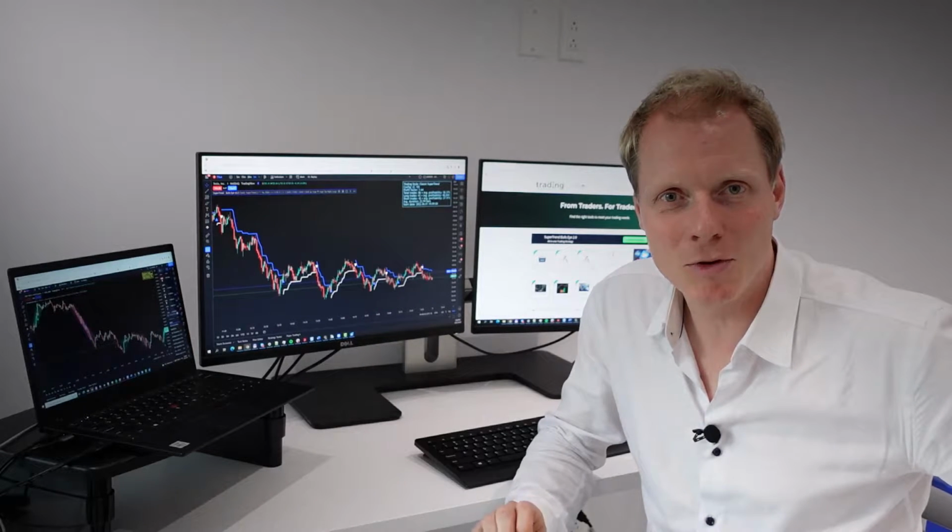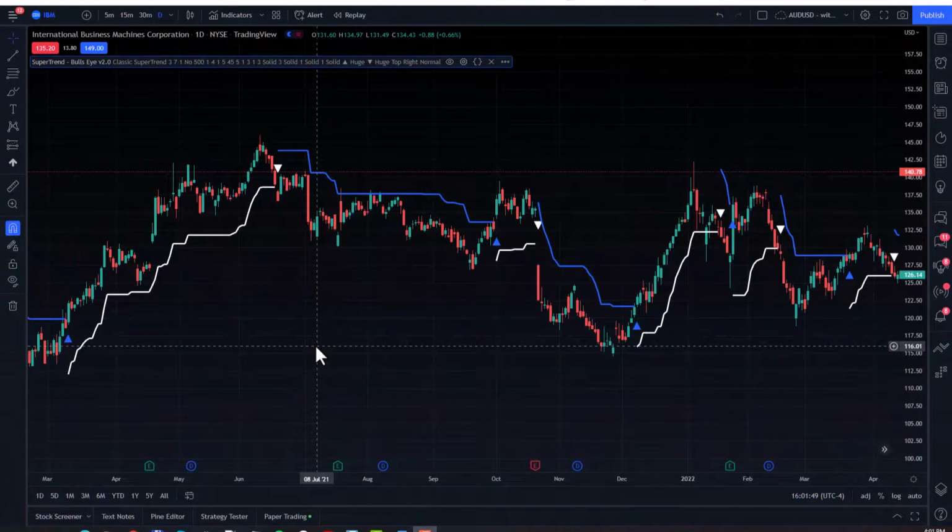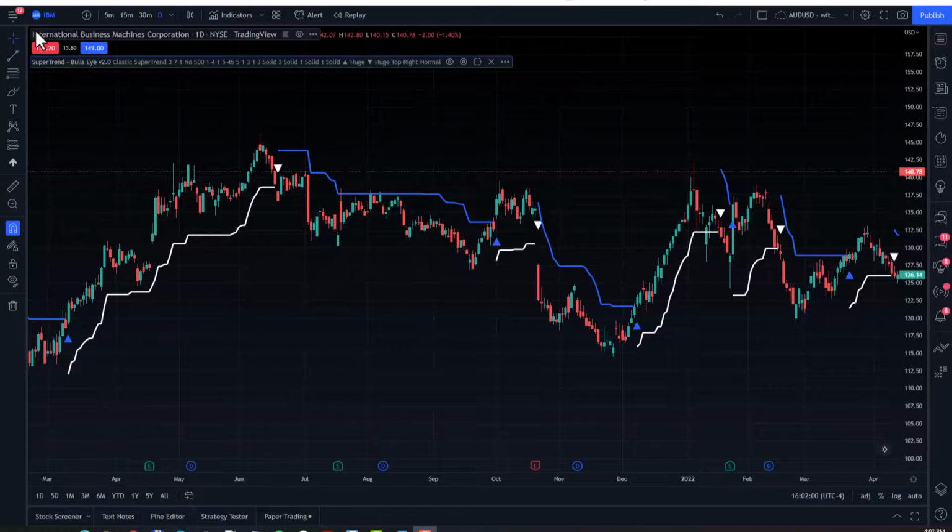But before we get into SuperTrend Bullseye and all its innovative features, let's see what classic SuperTrend is all about. SuperTrend is one of the most popular trend following indicators. It's available as a built-in indicator for most trading platforms, including TradingView. Here we have applied SuperTrend to an IBM chart on the daily time frame. And the first thing that we can see is that we have these blue arrows and white arrows. These are indeed buy signals or sell signals. We can also see that these arrows are always alternating. A buy signal is followed by a sell signal, which is followed by a buy signal, and so on.